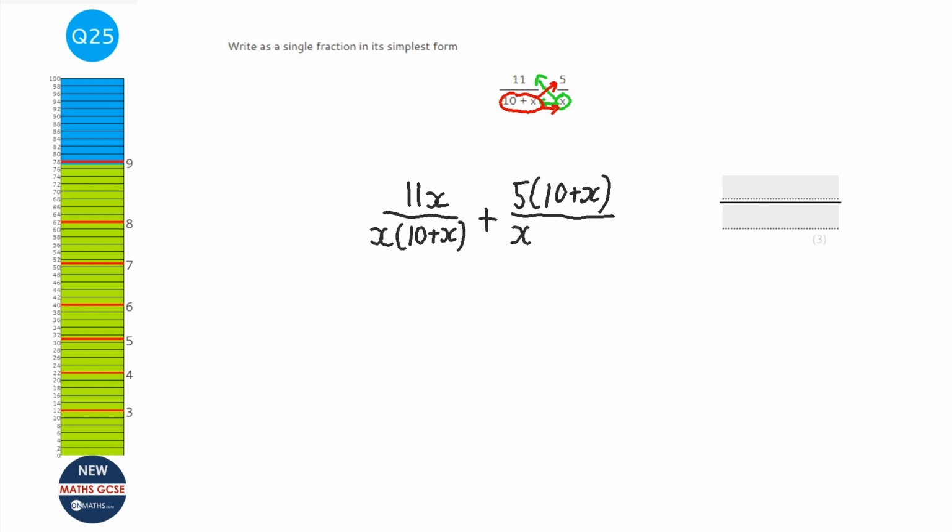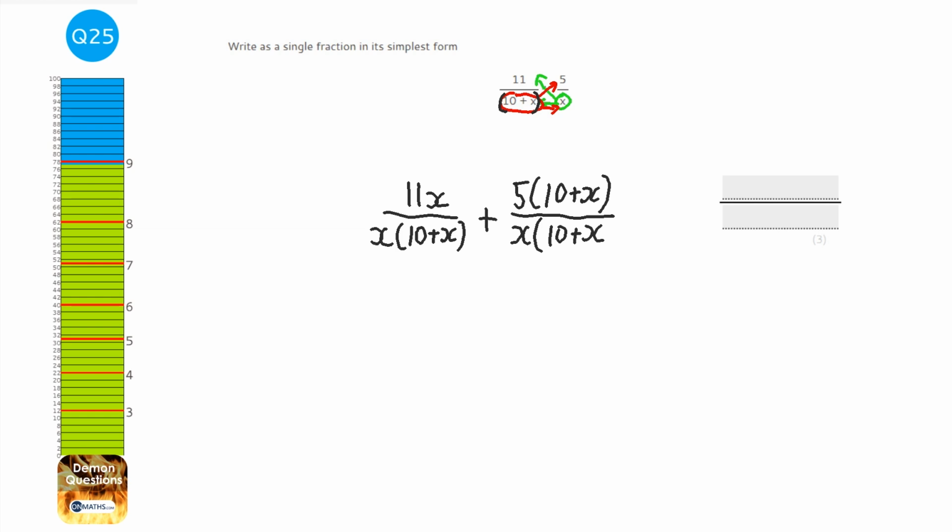And I'm going to times the x by the 10 plus x. Now, something I've done instinctively, and a lot of people make mistakes on, is I put brackets around the expression 10 plus x. And if you don't do that, you will end up, say here, just timesing the x by the 10 and not timesing the x by the x on the right hand side. So always put expressions that are in fractions in brackets.